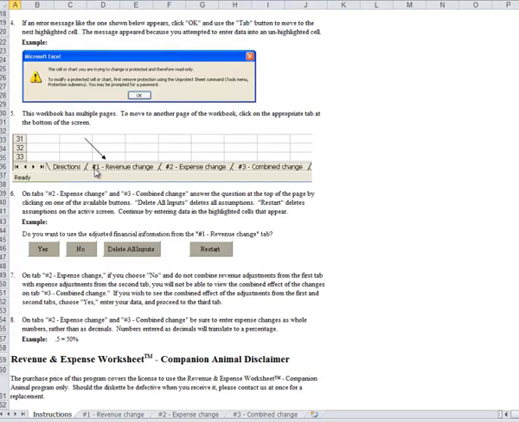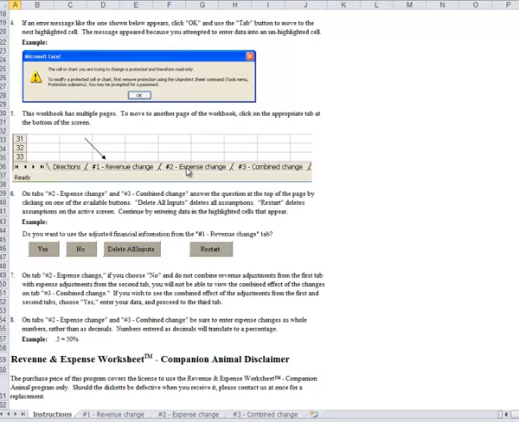The second tab in the file says revenue change, and this is the worksheet that you're going to use if you want to determine what happens to my revenue if something changes, if my average doctor transaction changes, if my client numbers change, if my client visitation changes, what is the impact on my revenue and then on my profitability.